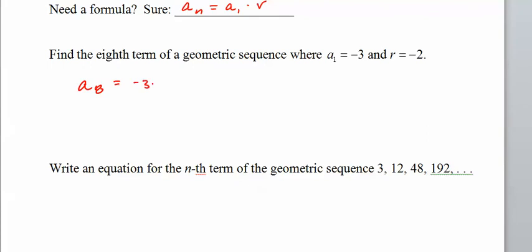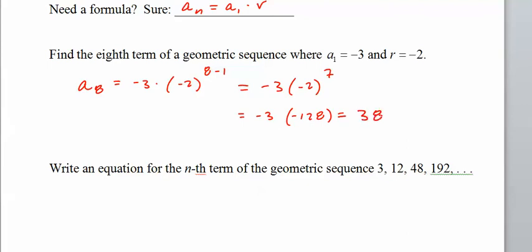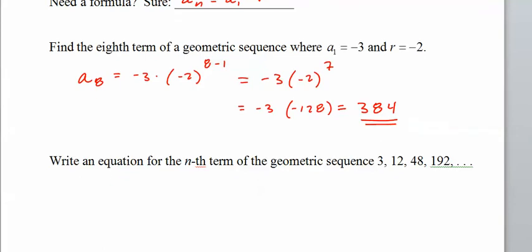A1 equals negative 3, times negative 2 to the 8 minus 1. We get some mildly big math here. You end up with negative 3 times negative 128. Negatives cancel and we get 384. These numbers will pop up regularly: 384, 540, 625, things like that.